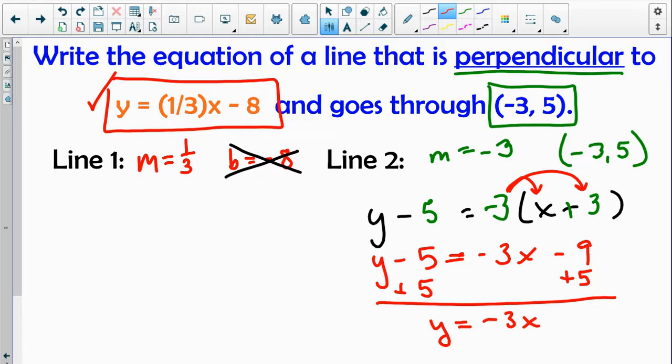Negative 9 plus 5 is negative 4. I would get the equation y equals negative 3x minus 4. So I'm going to go back to the graph here in just a moment. If you need more time to copy this down, please press pause.